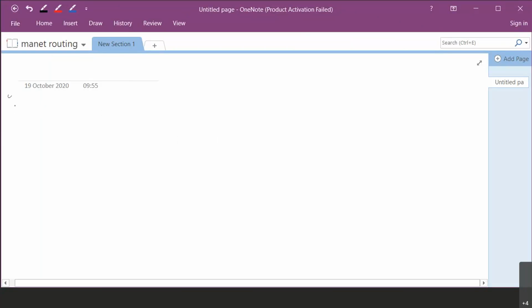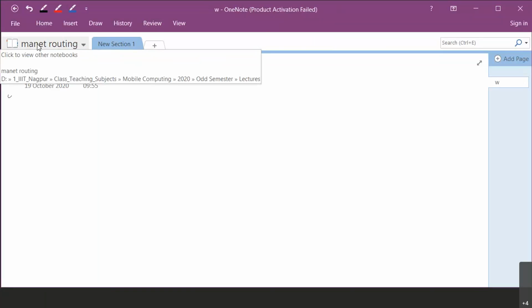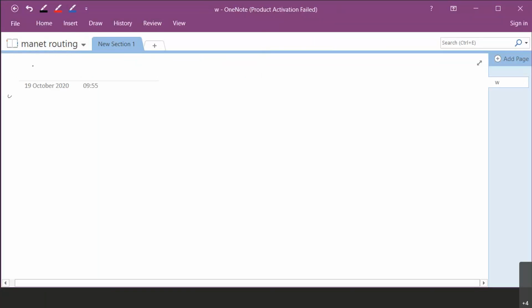Good morning, students. In the last lecture, we finished the introduction of MANET, that is Mobile Ad hoc Network. So, in today's lecture, we will start the routing in the MANET environment, because routing in the MANET environment is different as compared to the routing in the traditional computer network. How it is different and what parameters you should follow, that we will elaborate.